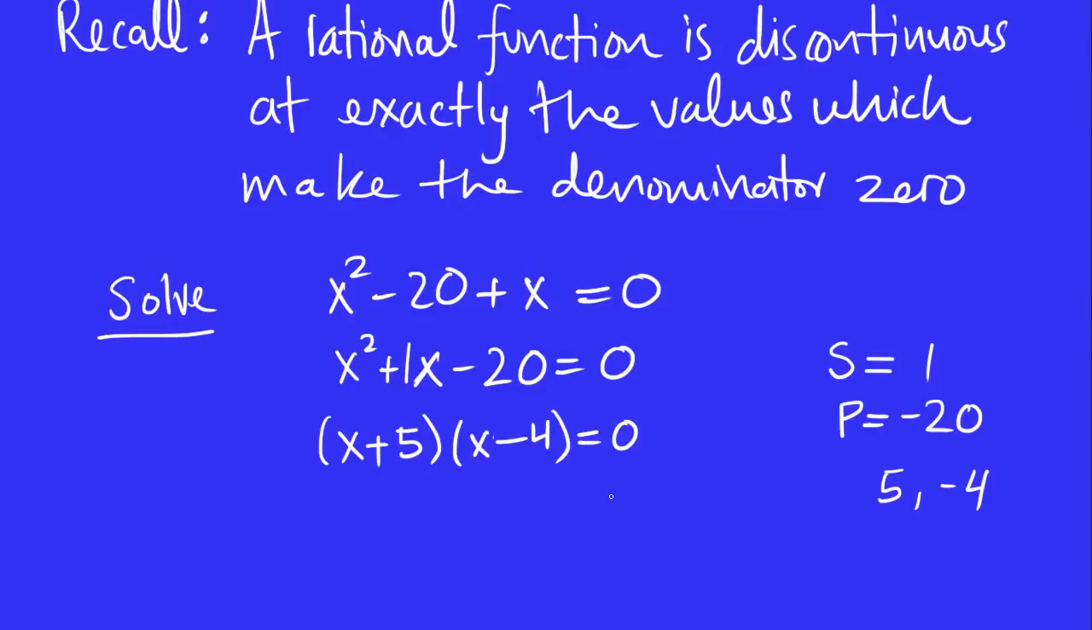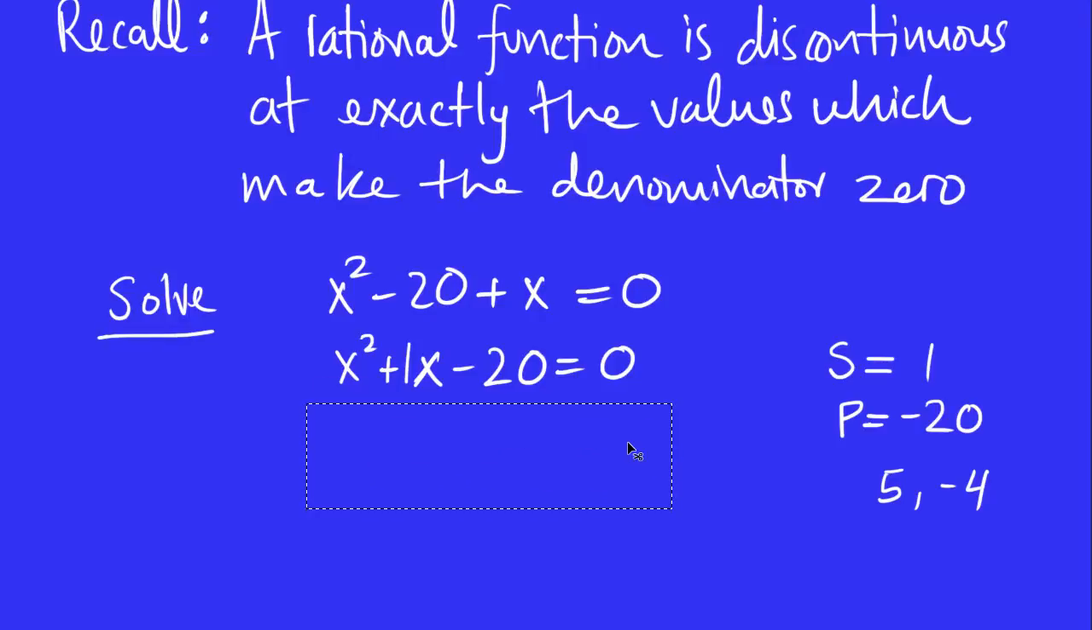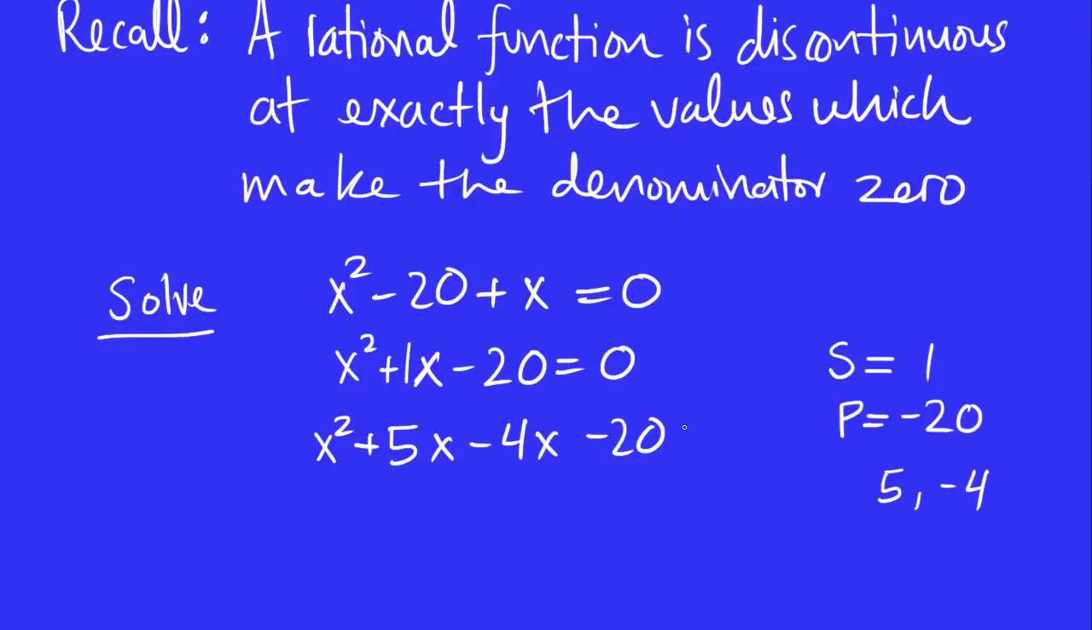Equals 0. If you want a longer way to see that, you can use what's called grouping. Since these numbers add up to 1, this middle term I can break up with my two numbers here. I can write plus 5x minus 4x minus 20 equals 0. I could have written them in either order as well. It doesn't matter.